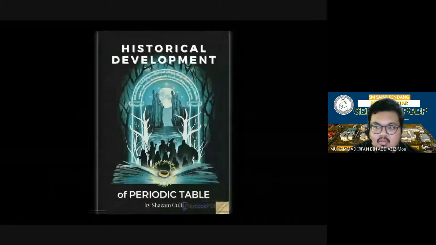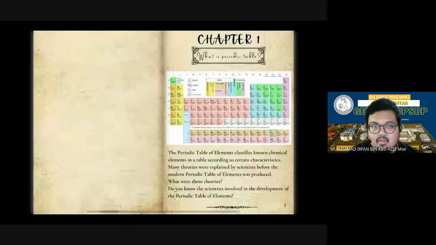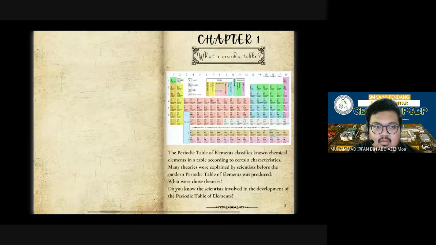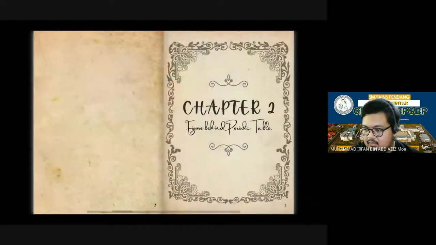Okay then. By the way, what is the periodic table? The periodic table of elements classifies chemical elements in a table according to certain characteristics. Many theories were explained by scientists before the modern periodic table of elements was produced. What were those theories? Do you know the scientists involved in the development of the periodic table of elements? Well, you will be knowing it soon. Now, we will be moving on to the next chapter.